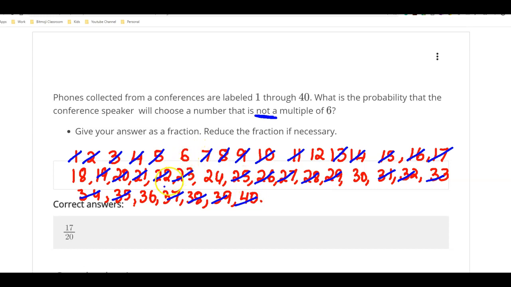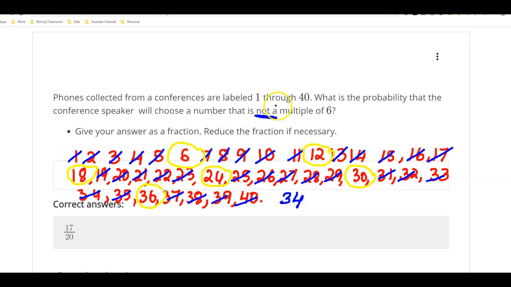So for the rest of the numbers, let me change the color to yellow. So this number 6, where is it? Number 6 is a multiple. Number 12 is a multiple, right? Number 18 is a multiple. Number 24 is a multiple. Number 30 is a multiple. Number 36 is a multiple. So these numbers are multiples. The rest of the numbers are not. So I have 34 numbers that are not multiples of 6.